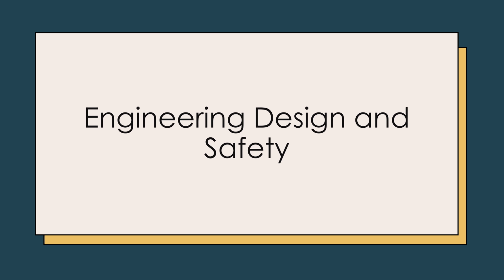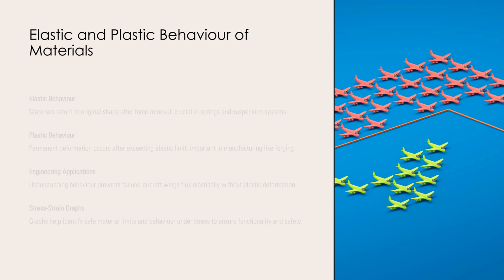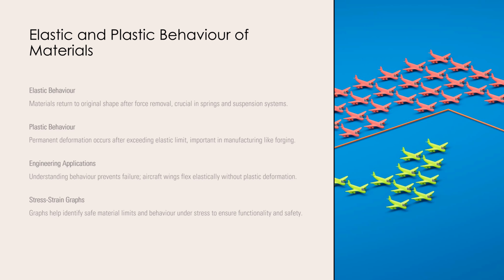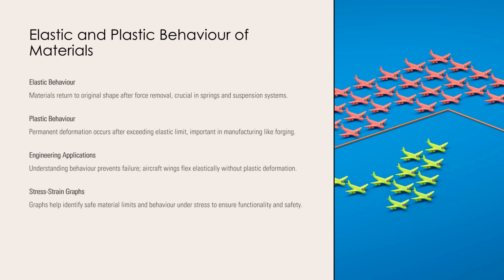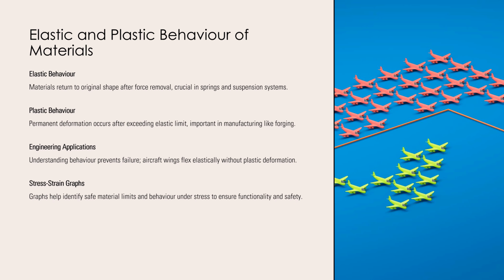Elastic and plastic behavior of materials, energy stored in deformed materials, safety factors, and engineering reliability, material selection in engineering applications. Elastic behavior occurs when a material returns to its original dimensions after the applied force is removed. This behavior is essential in many engineering applications, such as springs and suspension systems.